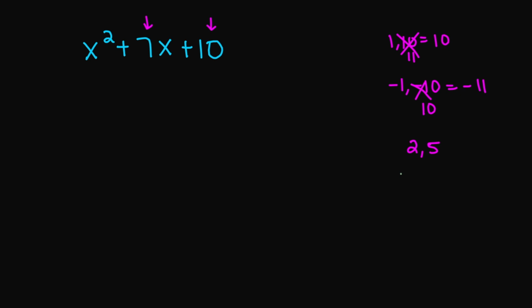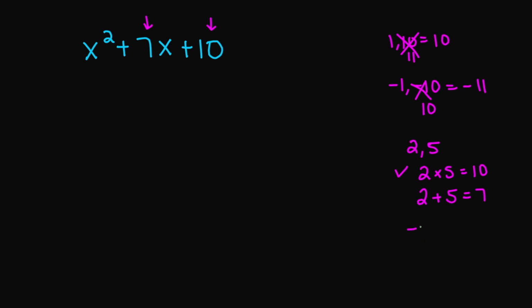I have a +2 and a +5. So as you can see, if I multiply 2 times 5, this is going to give me 10. And also if I add 2 plus 5, this is going to give me a +7. So far, 2 and 5 is looking like the winner.